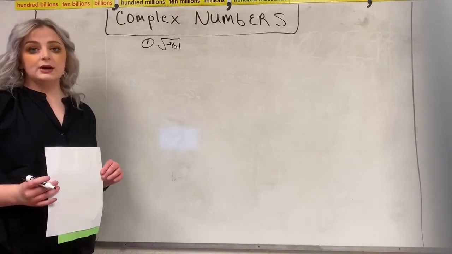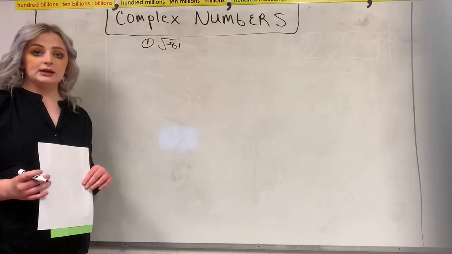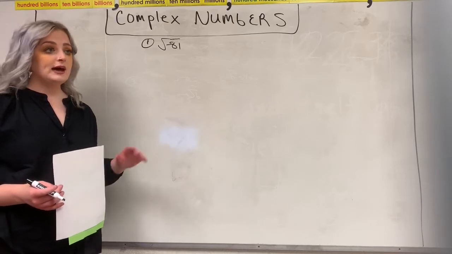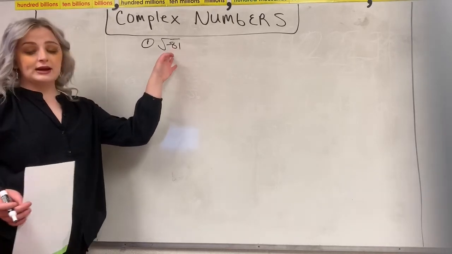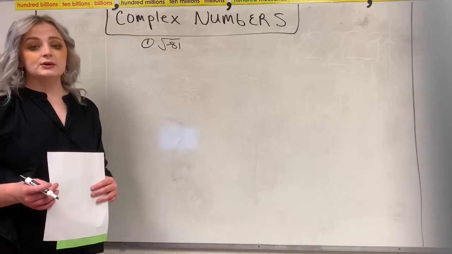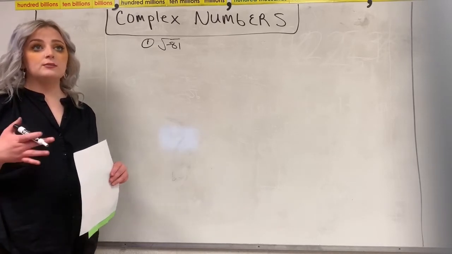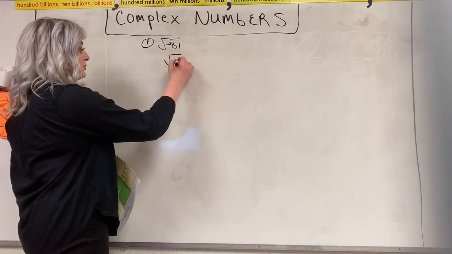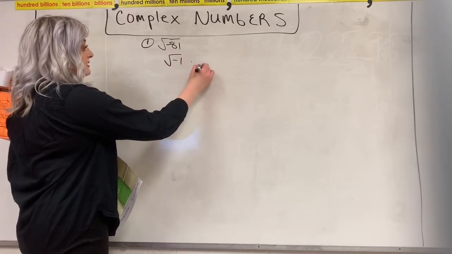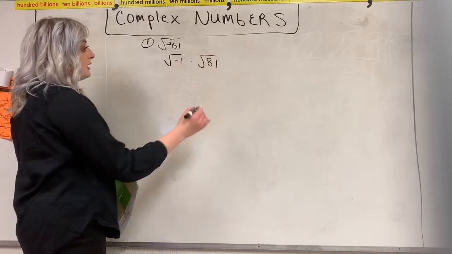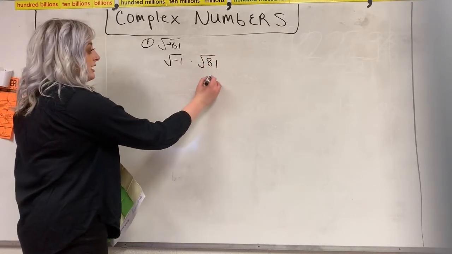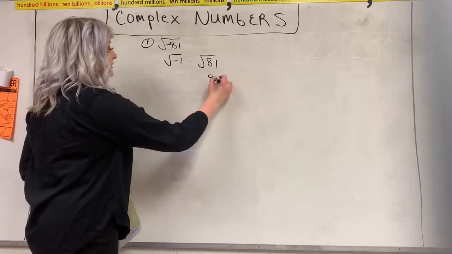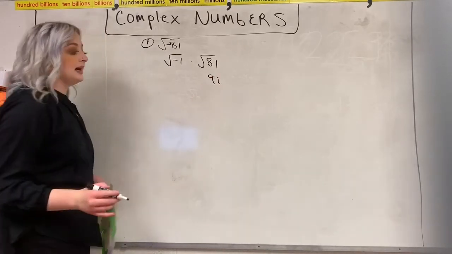Okay, so let's start out with the square root of negative 81. So we know that the square root of 81 is 9, and since there's a negative under the radical, we're going to need to involve i. And so I will show you how to think about this as you're doing it. So I'm going to break this up into square root of negative 1 times the square root of 81. And this is equal to 9, and the square root of negative 1 is i. And so the answer is going to be 9i.